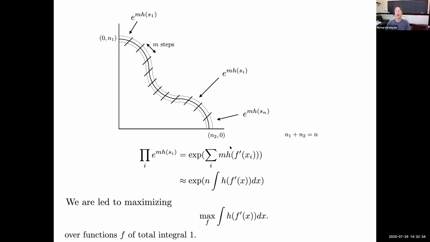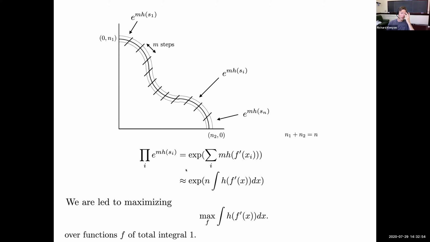So on all but a negligible fraction of the individual m pieces, this is a good approximation to the result. And then outside of those, you don't gain very much entropy. Okay, so now let's go back to the original problem.